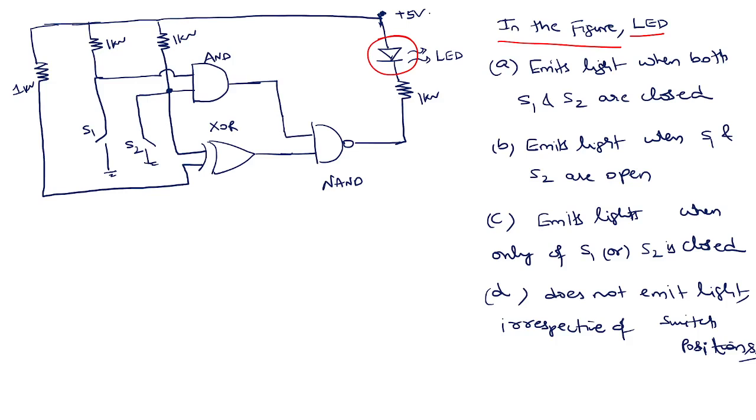For this LED to glow, it should be in forward bias. For that, one end is 5 already, right? This side should be 0. If there is 0, then obviously the LED will be forward biased. Now to make it 0, what should happen? That we need to check.